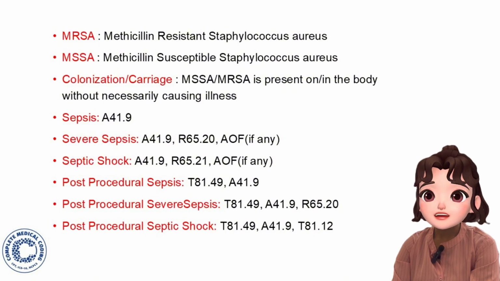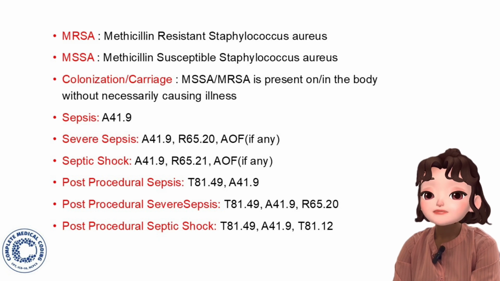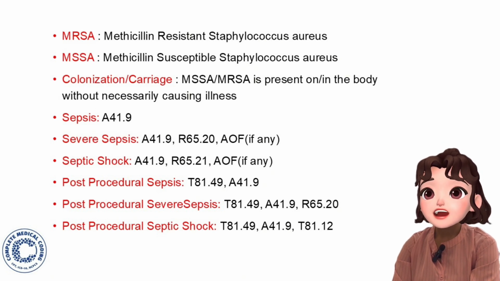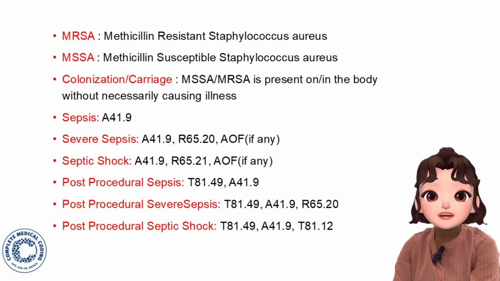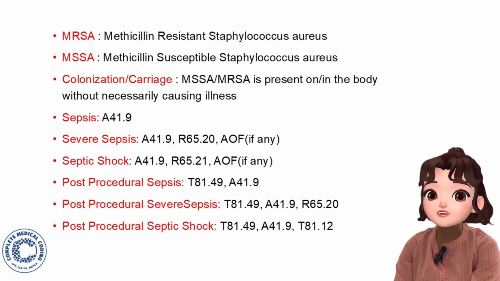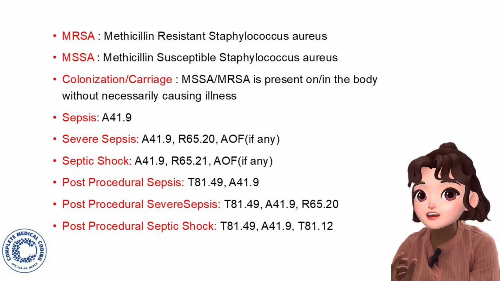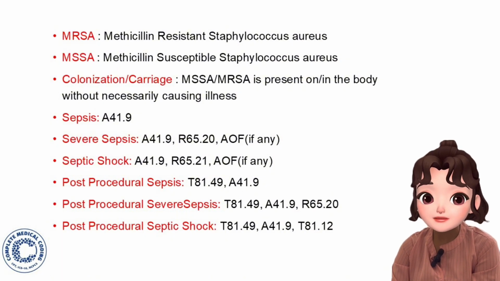Now, two important abbreviations you have to remember: MRSA and MSSA. MRSA means methicillin resistant Staphylococcus aureus. MSSA means methicillin susceptible Staphylococcus aureus. Under anatomy or terminology, you might get some abbreviations, or sometimes in the questions they will mention only the short form, not the full form.